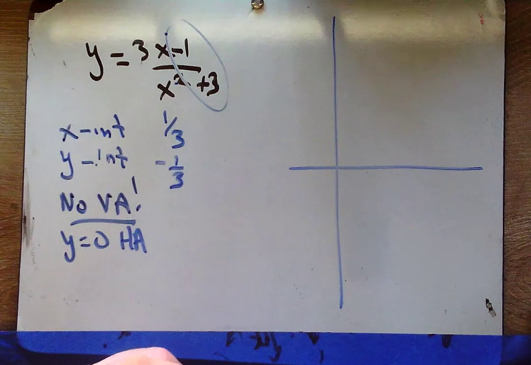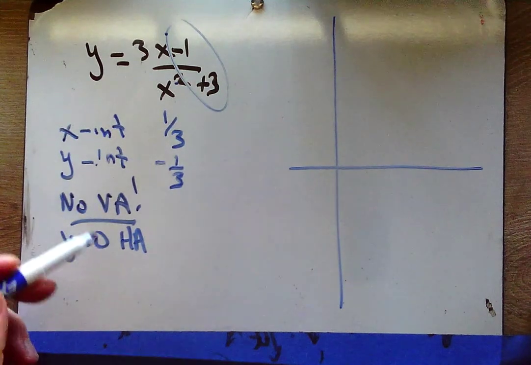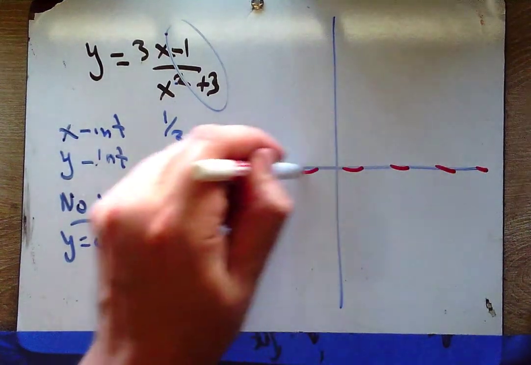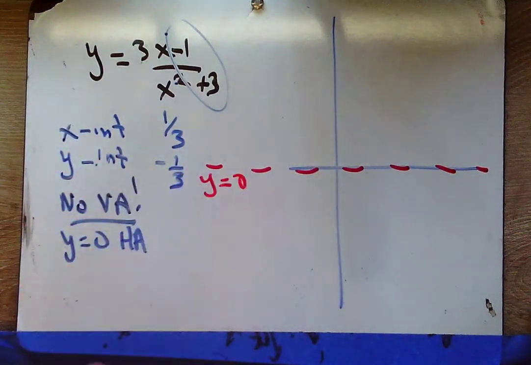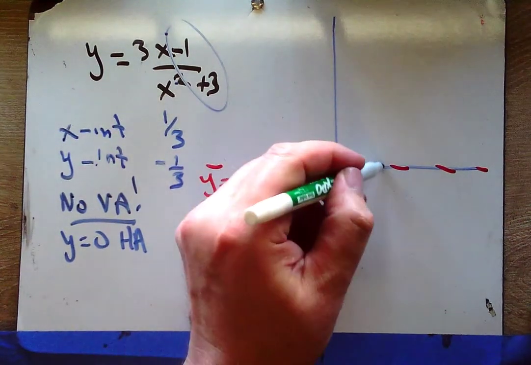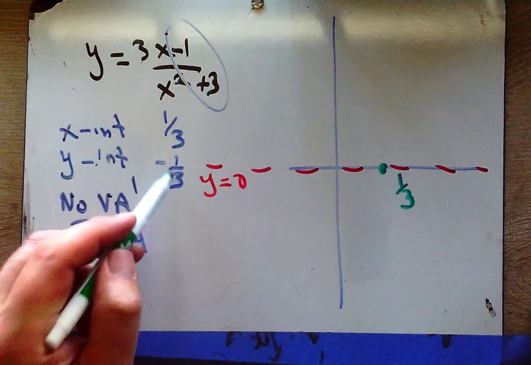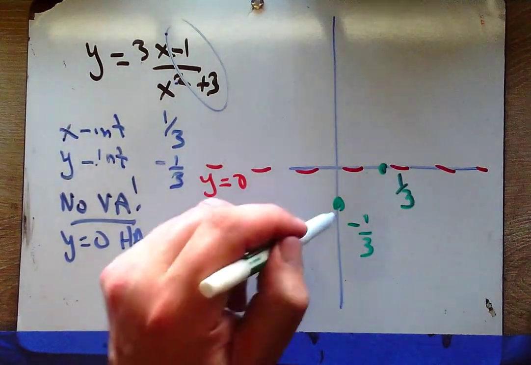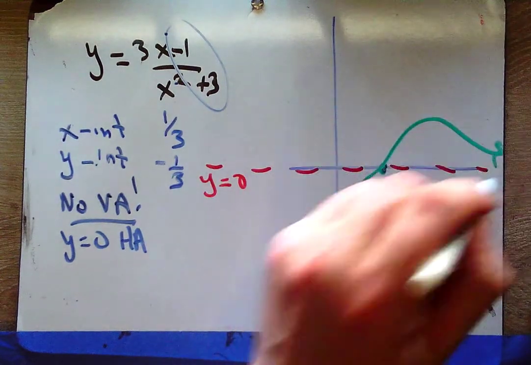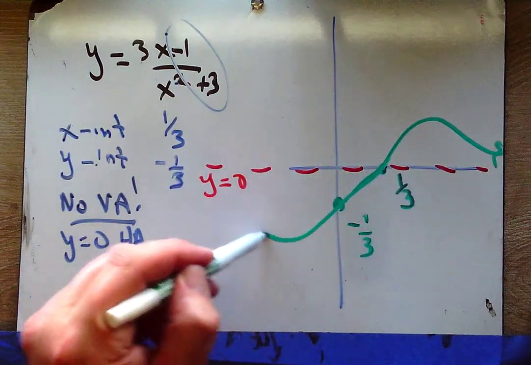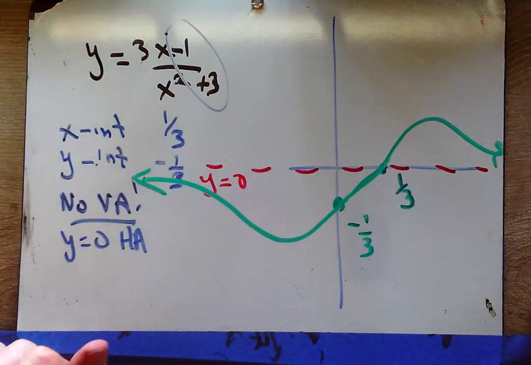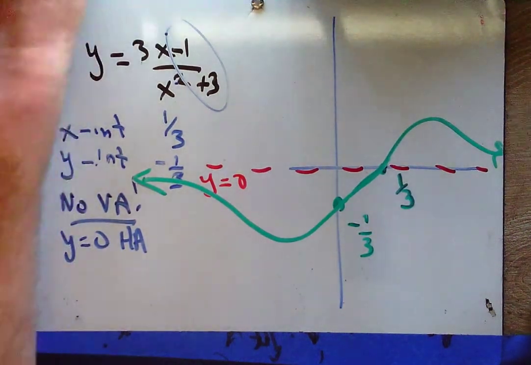All right, so what do we have? We have horizontal asymptote at 0. Please make sure you label it in case I don't see your dots. And we know we have an x-intercept at 1/3 and a y-intercept at negative 1/3. I need to connect these dots, cross, and come back down. I need to connect these dots and come back down. There's my graph.